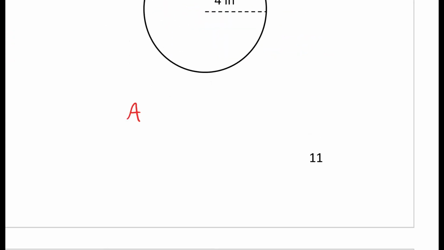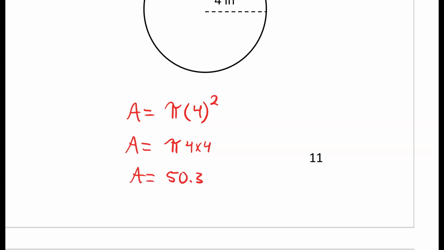Now that we have a radius, we have A equals pi times r squared. So 4 squared, area equals pi, and then 4 times 4. So area equals 50.3 inches squared. Now, if you don't want to do 4 times 4, you could also just use the squared button on your calculator.